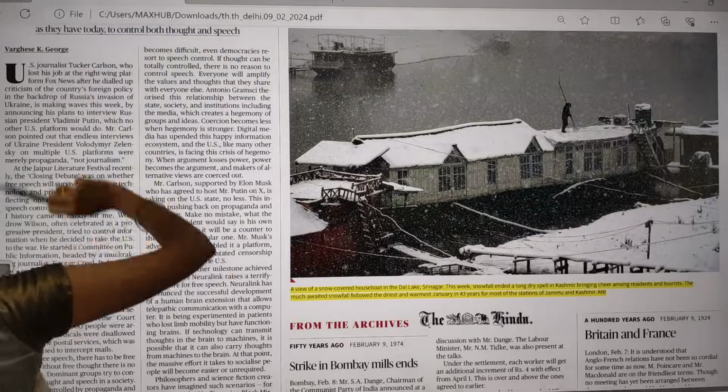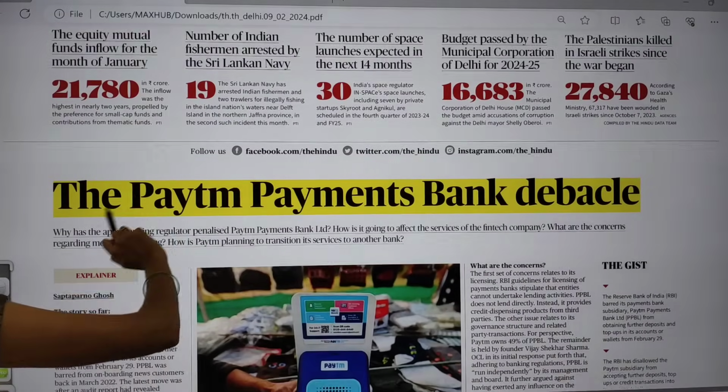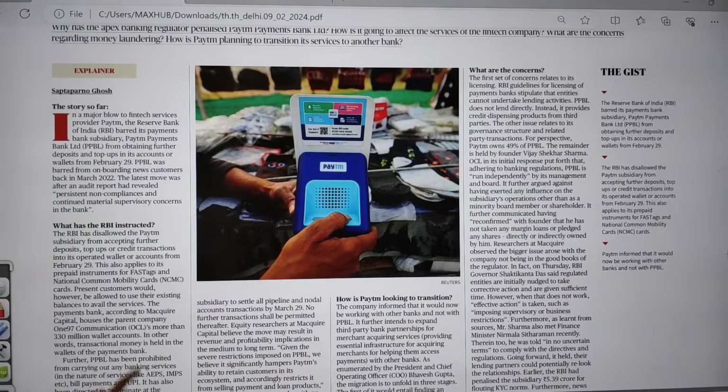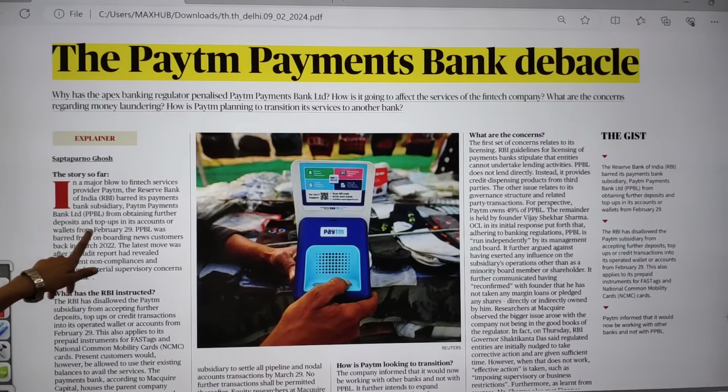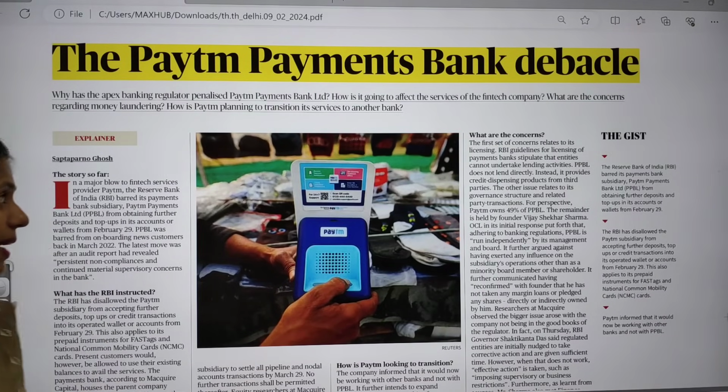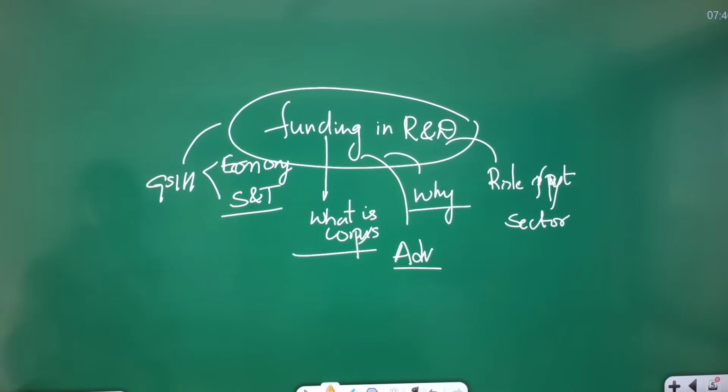And now let us go back to the page. Yes, in this text and context are 2 important articles. So the first one is the Paytm Payments Bank debate. So now let us see this topic in detail.